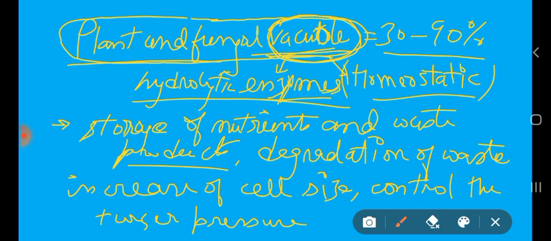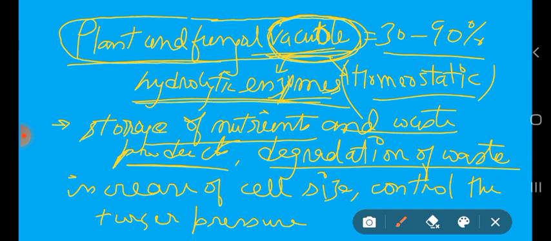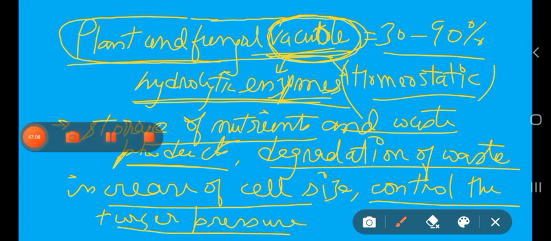Suppose there is a drop of pH outside the environment, they constantly allow the H plus ion into the cytosol to maintain that same constant pH. At the same time, they also store the nutrients and waste products. They degrade the waste products due to the presence of hydrolytic enzymes. They increase the cell size, and I have said also they control the turgor pressure. So this was all about the structure and some of the functions of the lysosomes.